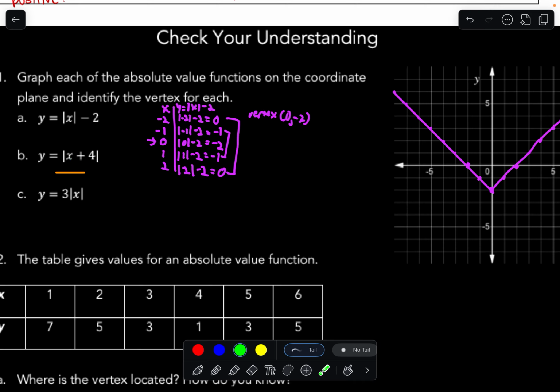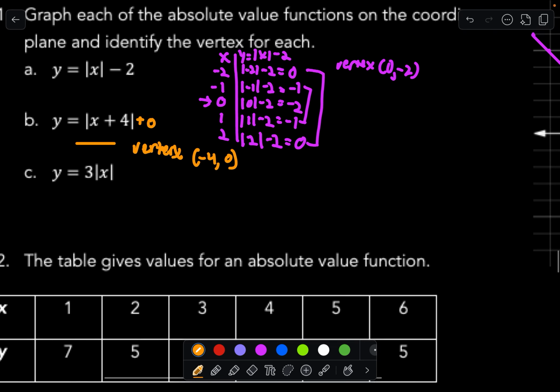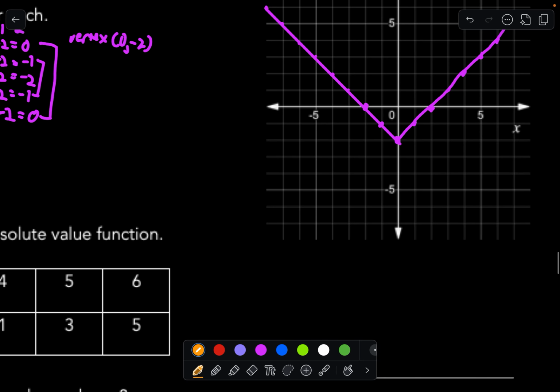Matter of fact, the absolute value of x plus 4 means the vertex is going to be located, remember the vertex is the tip of the V, at negative 4. Now, you could put a little plus 0 on the outside, even though you don't need to. So the vertex is going to be at negative 4 comma 0. So we know that this graph is going to have its vertex right there.